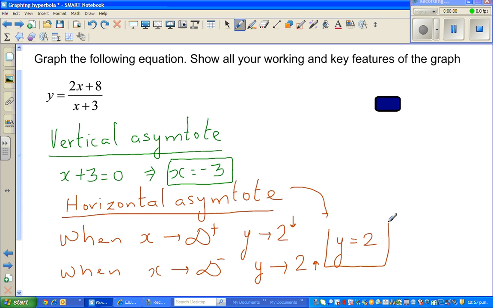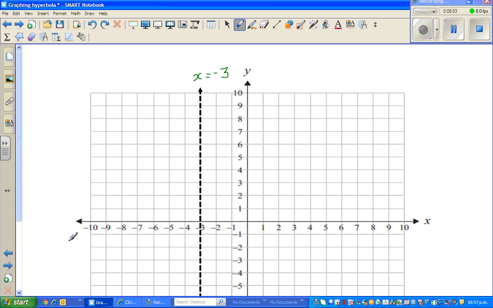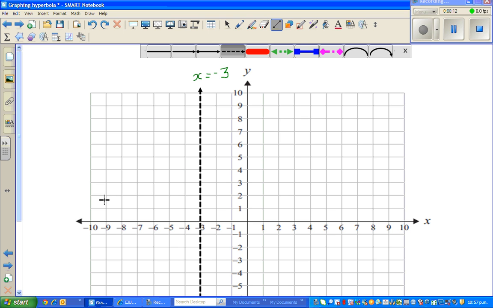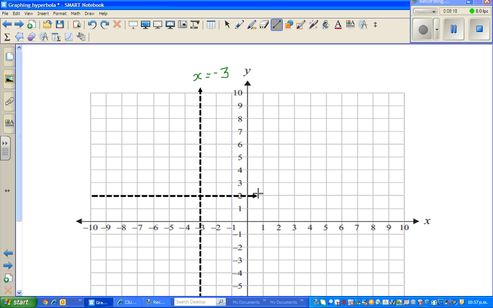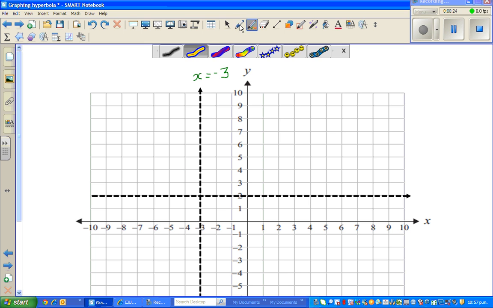So let us go to the graph. Your y is equal to 2. So this line is y is equal to 2. I'm drawing this line, and I'll name it y is equal to 2. Okay, so now you can understand the graph: one branch would be somewhere here and the other branch would be somewhere here. Now we want to find the x-intercept and the y-intercept.